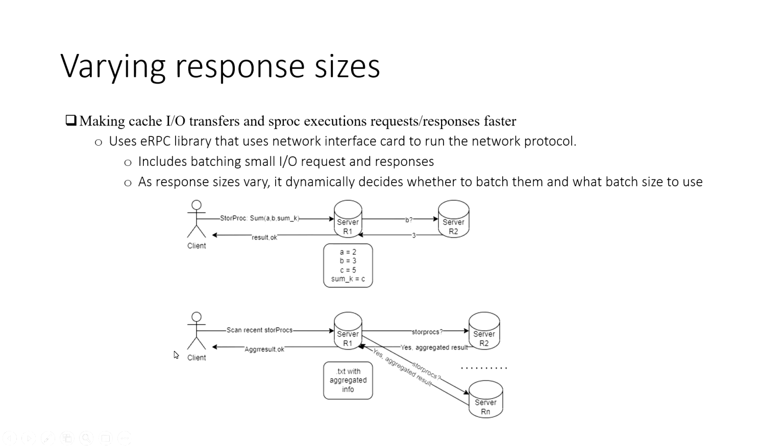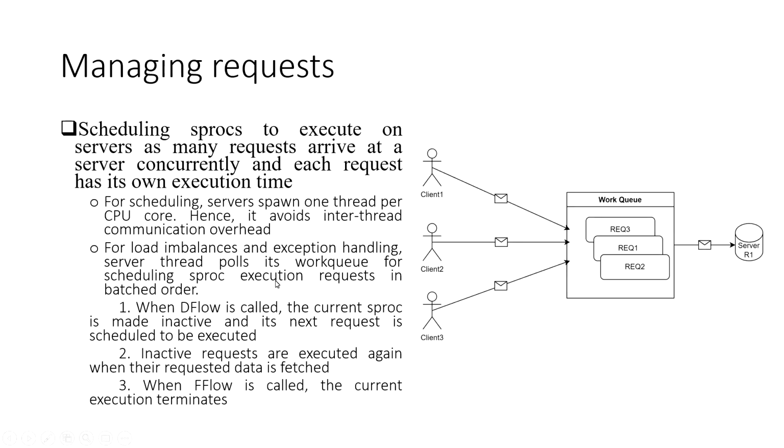Then that batched result will be given to the client. And to effectively manage those requests, since each client could give many requests at the same time to a particular server, they have a queue data structure to hold those requests, and this work queue gives each request one by one to the server, on that core. And since this is multi-threaded, each thread will be given one request at a time, and hence no interference between requests happens.